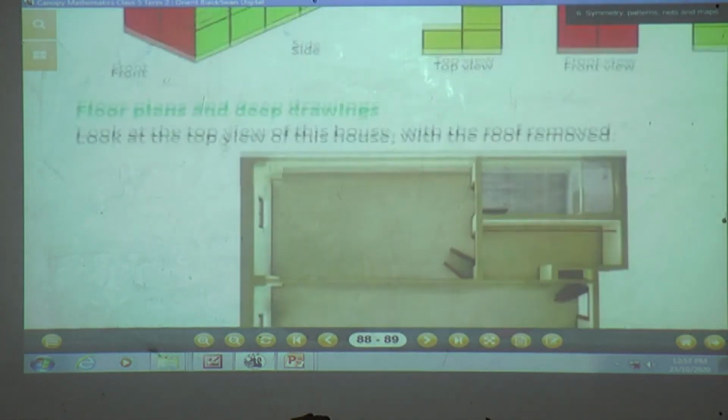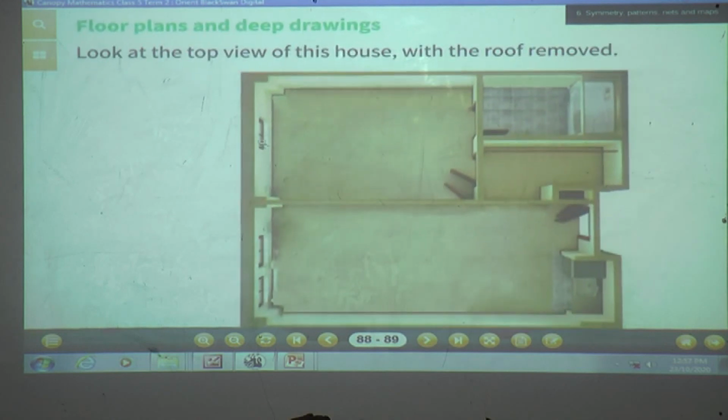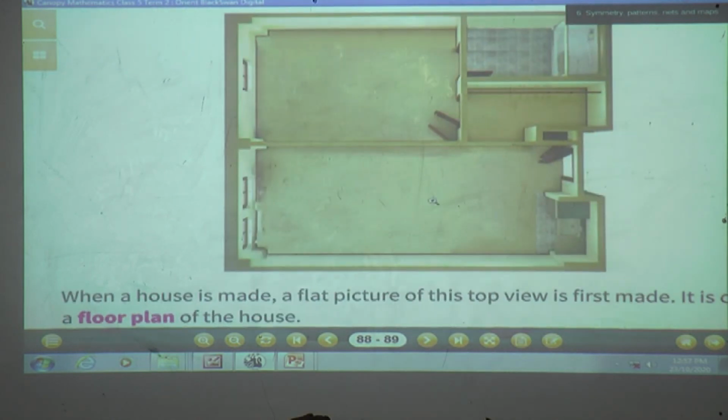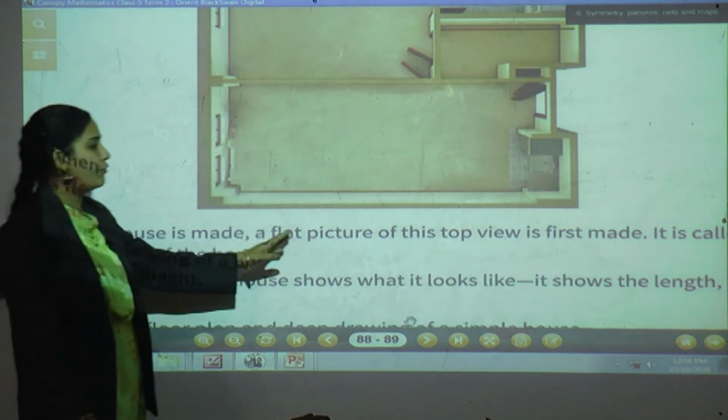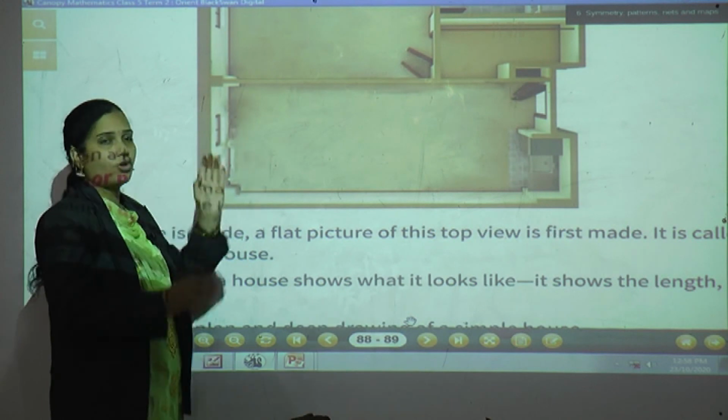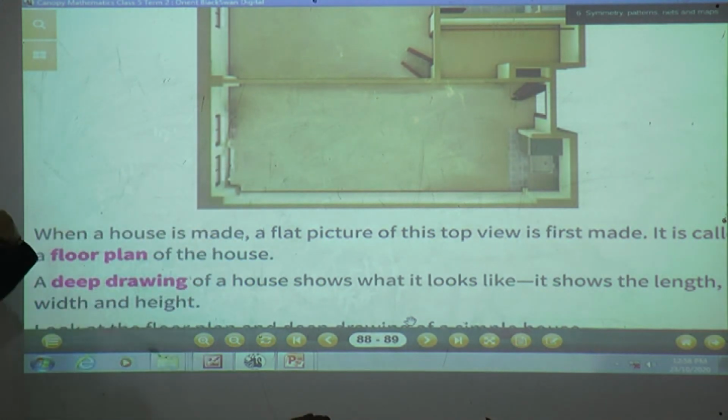Floor plans and deep drawings. Look at the top views of this house. See, with the roof removed, here there is no roof, so you can see the top view. When a house is made, a flat picture of this top view is first made. It is called a floor plan of the house. So what is meant by floor plan? When a house is made, a flat picture of this top view is first made. So it is called a floor plan of the house.